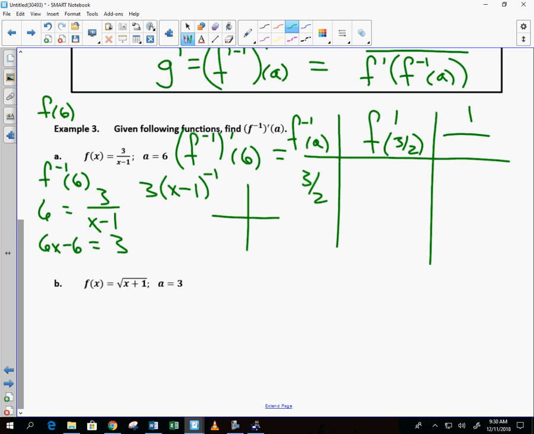What's the inside? Outside. Derivative of 3u to the negative 1. And derivative of x minus 1 is 1. So you can see that the derivative is negative 3 over x minus 1 quantity squared. Is everybody okay with that? So f prime of 3 halves would be negative 3 over 3 over 2 minus 1 quantity squared.